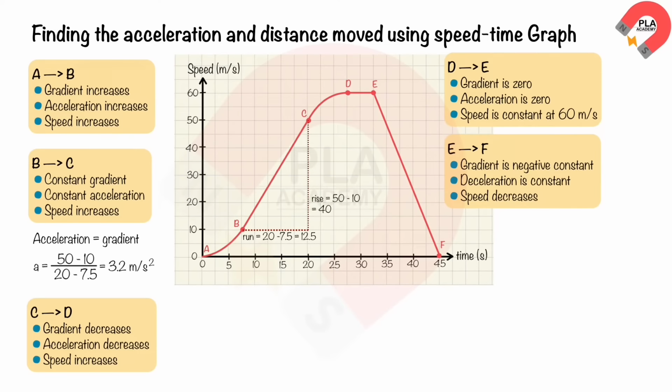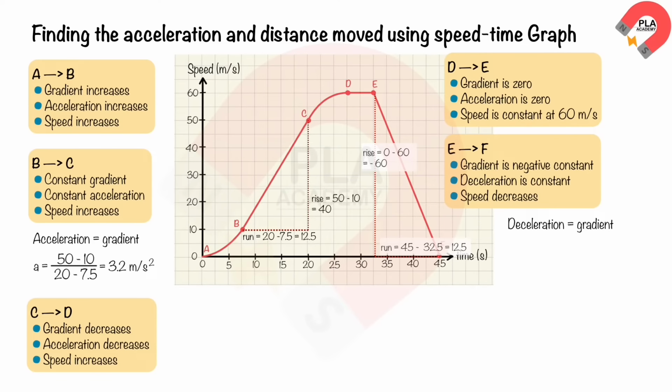We draw a right triangle. Here is change in y, or rise, equal to 0 minus 60, which equals minus 60. Here is change in x, or run, equal to 45 minus 32.5, which is 12.5. Since the deceleration is equal to minus 60 divided by 12.5, which equals minus 4.8 meters per second squared.